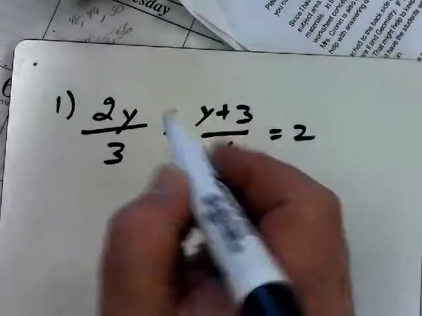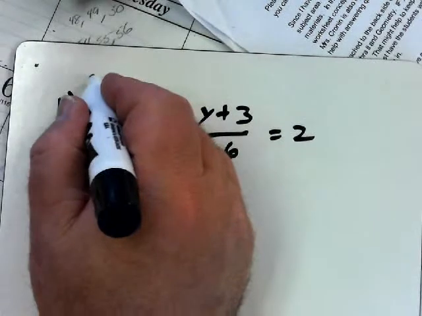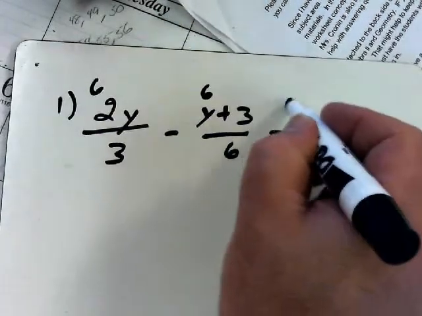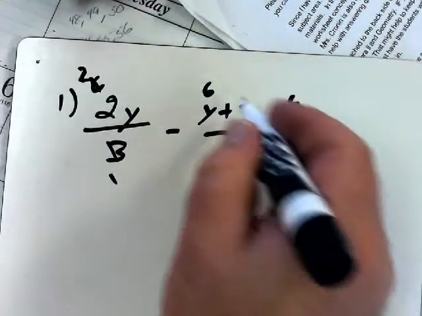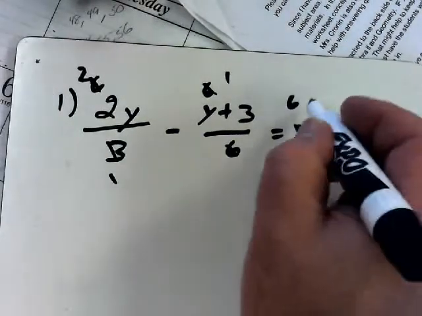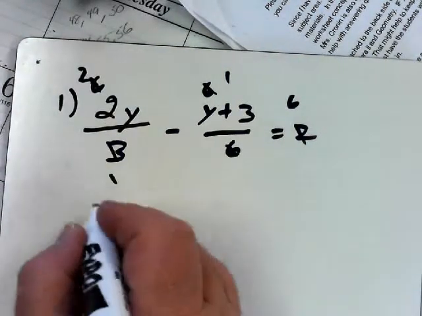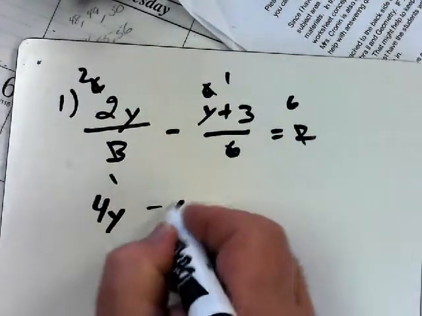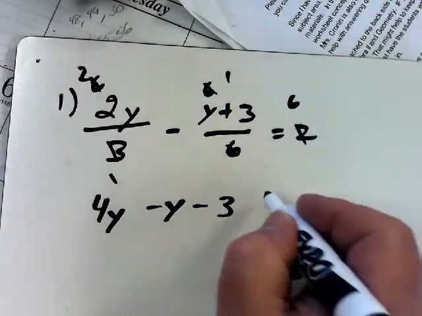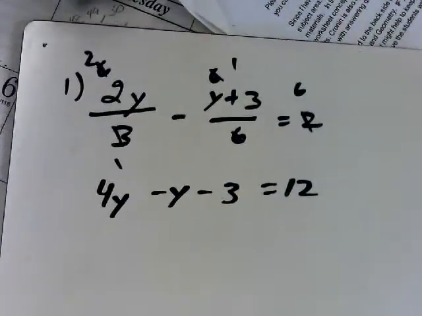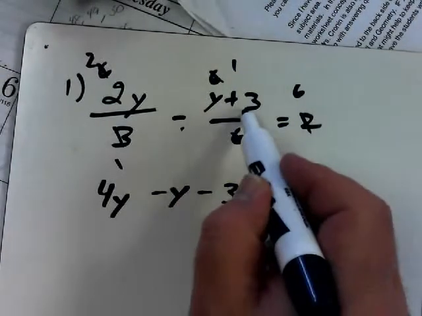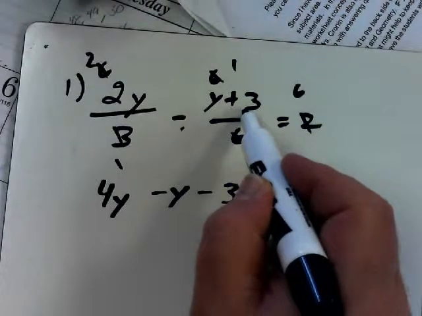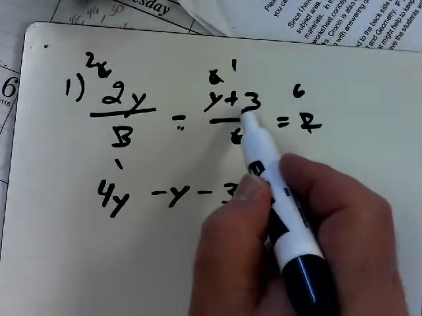So first problem, common denominator is 6. So I would have 4y minus y minus 3 equals 12. Most of you, because of this minus, don't worry about taking it times this positive 3, but you better take it times the positive 3. It has to be done.